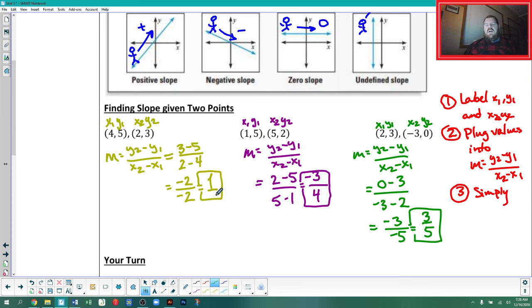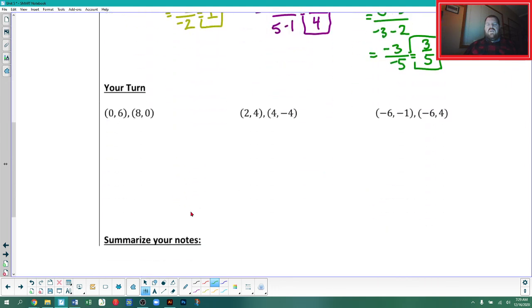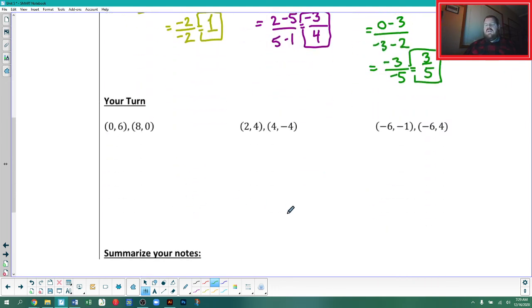Okay. It turns out that this one and this one are both going upwards from left to right, and this one's going downwards from left to right. This one has a negative value, so it's the one that goes downwards. These two both go upwards because they're positive slopes. Okay. Go ahead and pause the video and give these problems a shot.